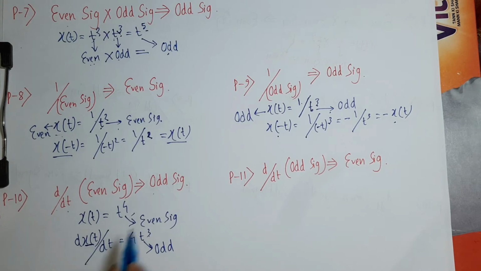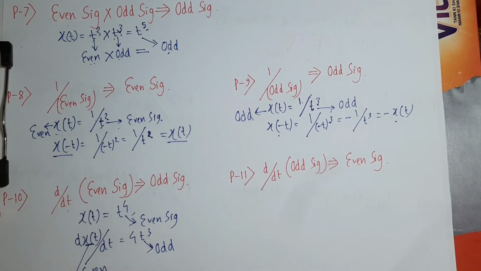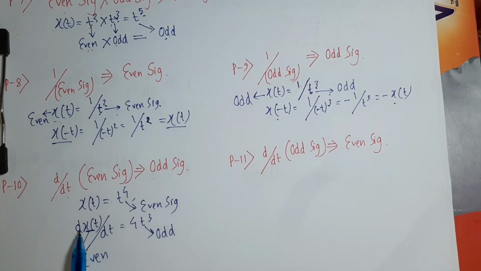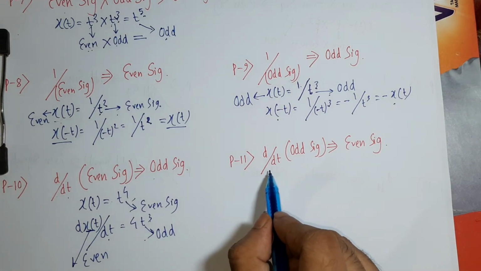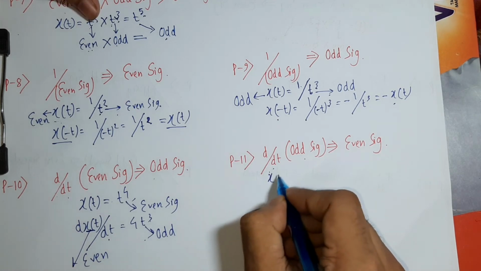And this x(t) was an even signal because I already showed that x(t) equal to t to the power 4 is an even signal. So if you differentiate an even signal with respect to time, you will get an odd signal. Clear? Similarly, property 11 says that if you differentiate an odd signal with respect to time, you will get an even signal. Let me take an example.